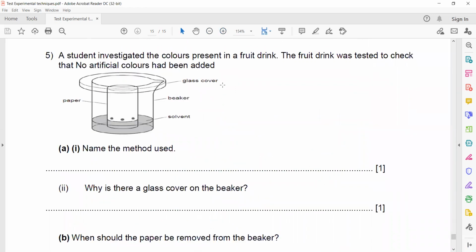Then a student investigated the colors present in a fruit drink. The fruit drink was tested to check no artificial coloring has been added. Name the method. We call that chromatography.